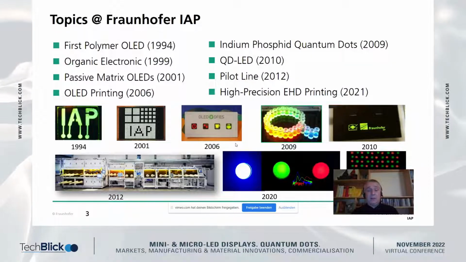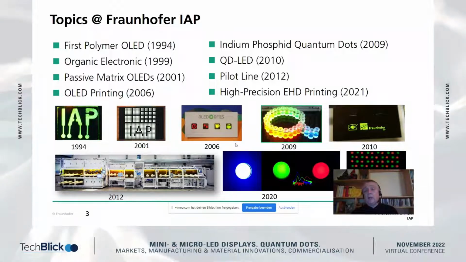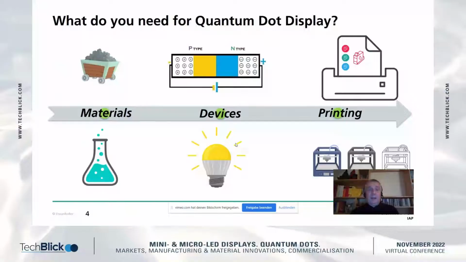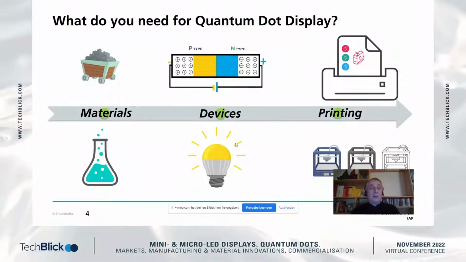And as you can see here, we started in 1994 with a really very simple OLED. And now, last year, we could present our first red and green printed quantum dots for color converting on micro displays. Yeah, what do you need for quantum dot displays?